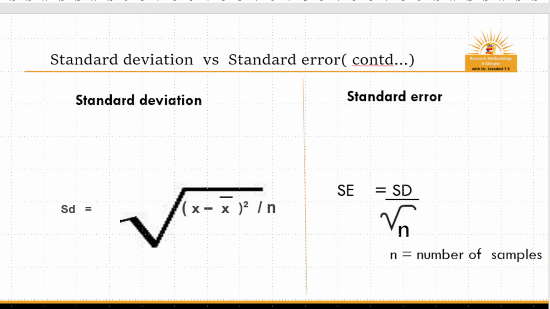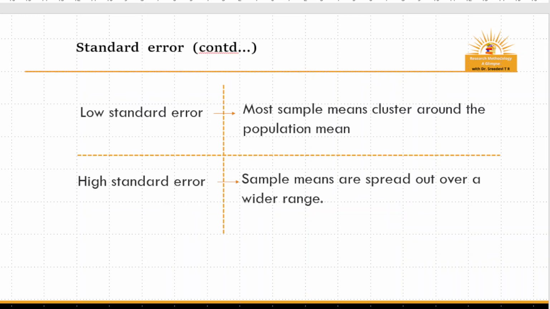Standard error is calculated as standard error equals standard deviation by root n. n is the number of samples. Low standard error means most sample means cluster around the population mean. High standard error means sample means are spread out over a wider range. This indicates the sample mean is an inaccurate representation of the population mean. Figure: low standard error, that is, most sample means cluster around the population mean, and high standard error, sample means are spread out over a wider range.